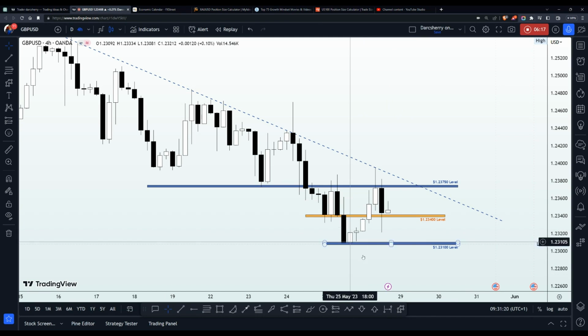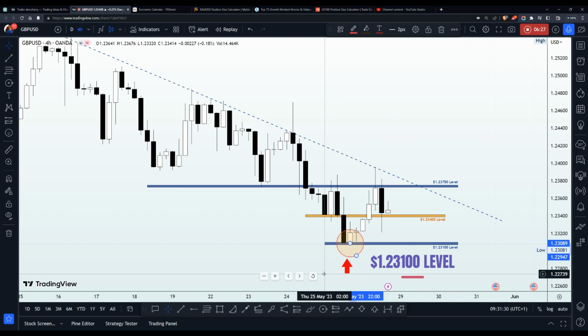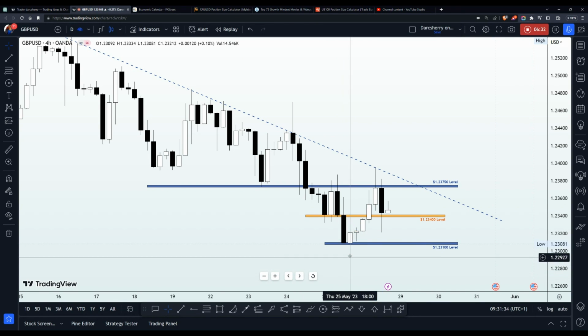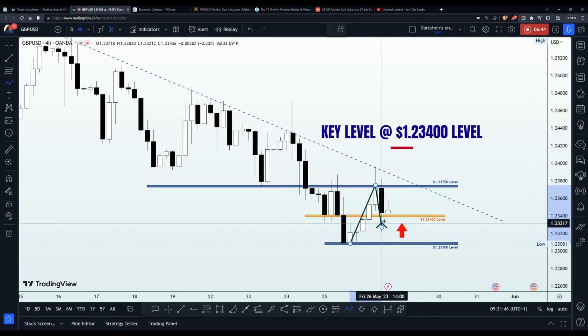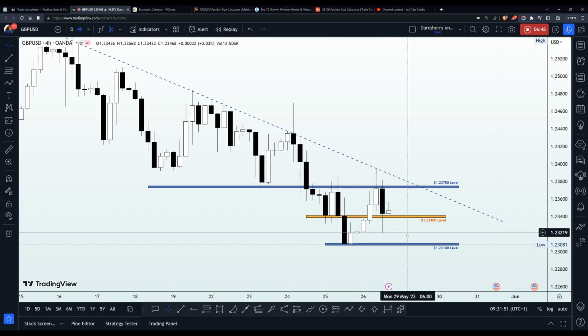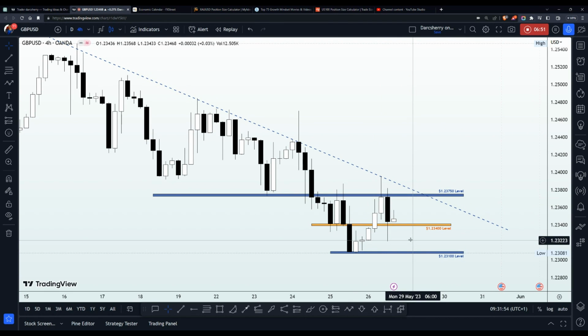However, something interesting happened here on the later part of Thursday's New York session. We saw that as soon as price action got into the 1.2310 area, some buy pressure resumed. And on Friday, after this buy pressure got back into the 1.23750, we saw a sharp rejection of that zone around the 1.2340 area.